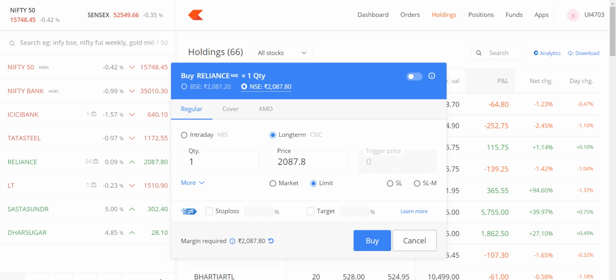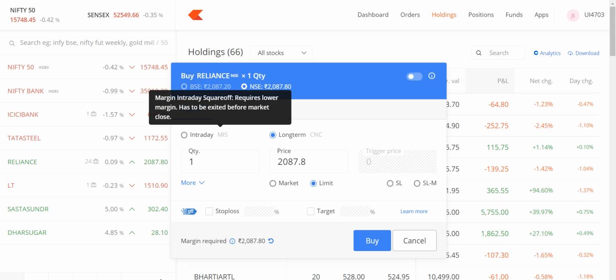Okay, so here you can find three tabs basically. One is regular, one is cover, one is AMO. So one by one we will cover all these three. So first, starting with regular. In regular we can see intraday, also known as MIS, margin intraday square off.